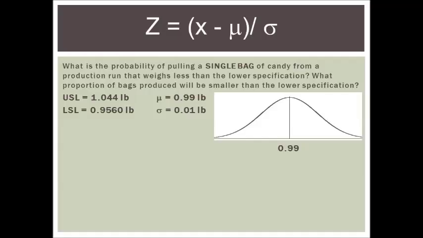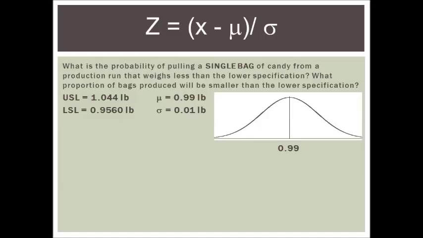Let me give you a couple of other examples. What if I said, what is the probability of pulling a single bag of candy from a production run that weighs less than a half a pound? Then what would x be? Take a second and answer that. The answer would be, x would be a half a pound. What if I said, what proportion of the bags that are produced will be smaller than 1.3 pounds? Then what would x be? x would be 1.3 pounds.